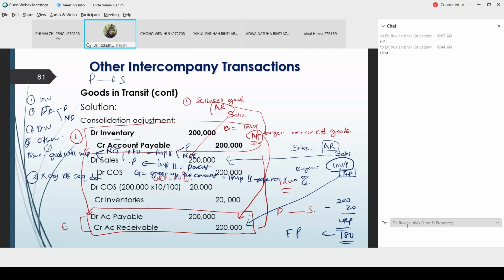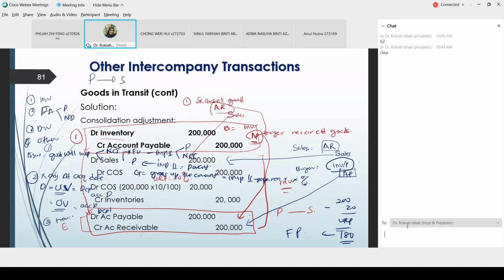So once there is no adjustment at the acquisition date, your depreciable asset may be understated or undervalued, or overvalued. Okay, most of the time it is undervalued. So once you have the understated or undervalued asset, you need to recognize depreciation: debit depreciation, credit accumulated depreciation. If the asset is overvalued, you debit accumulated depreciation and credit depreciation. Okay, and then the last one is goods in transit.